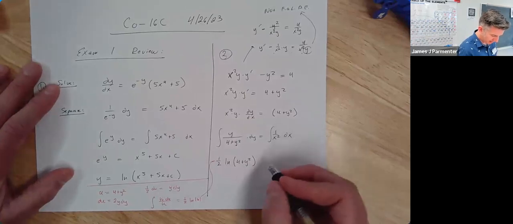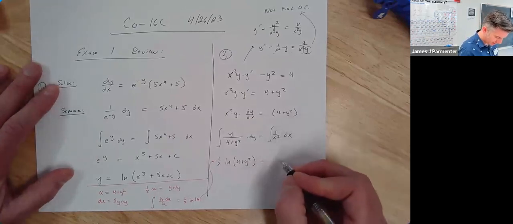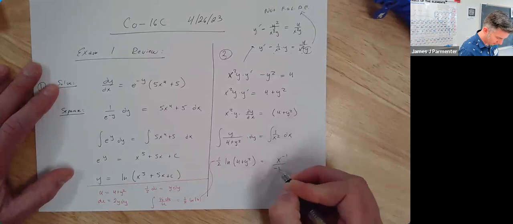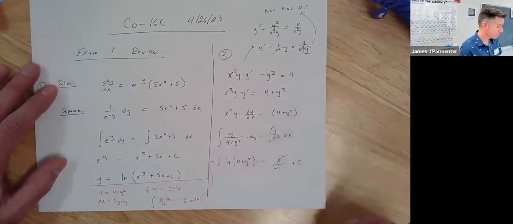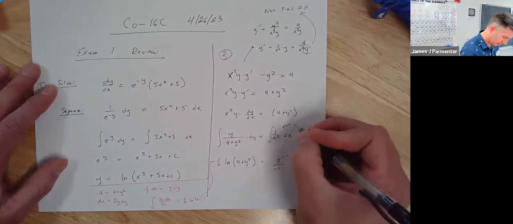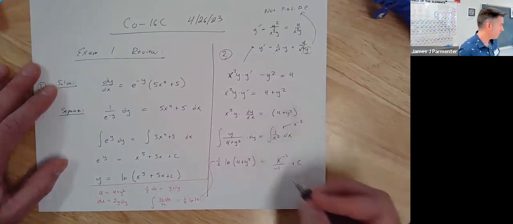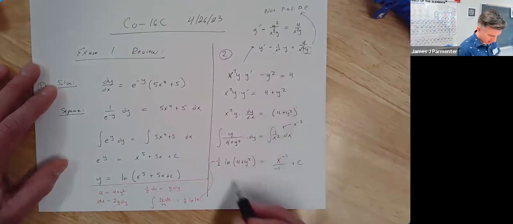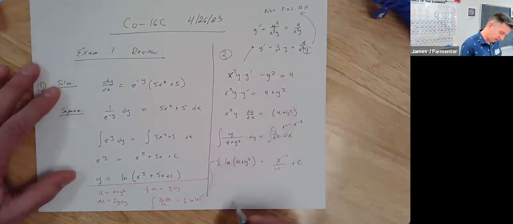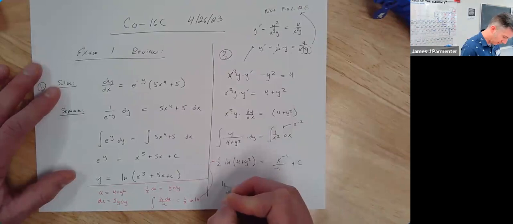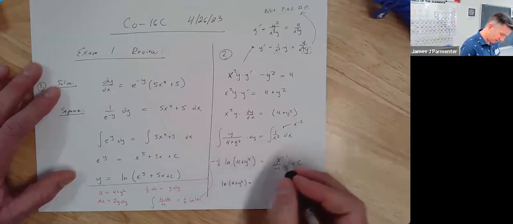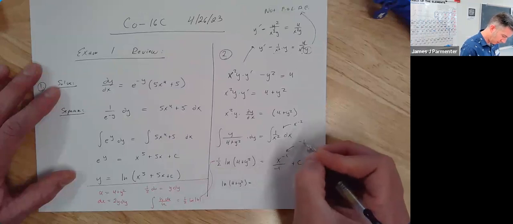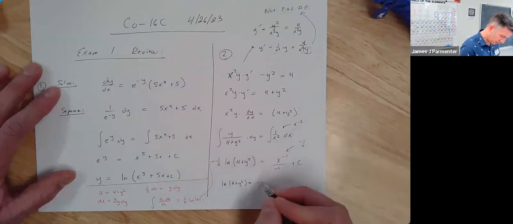And on the right hand side, the antiderivative of x to the negative second is x to the negative first over -1 plus c. Right, that's x to the negative second, add 1, divide by the new power. And then we would solve for y. It's kind of a pain. We multiply both sides by 2, with the natural log of 4 plus y squared equal to, I'm going to write this as -1 over x. So really it's going to be -2 over x plus 2 times c is a constant.